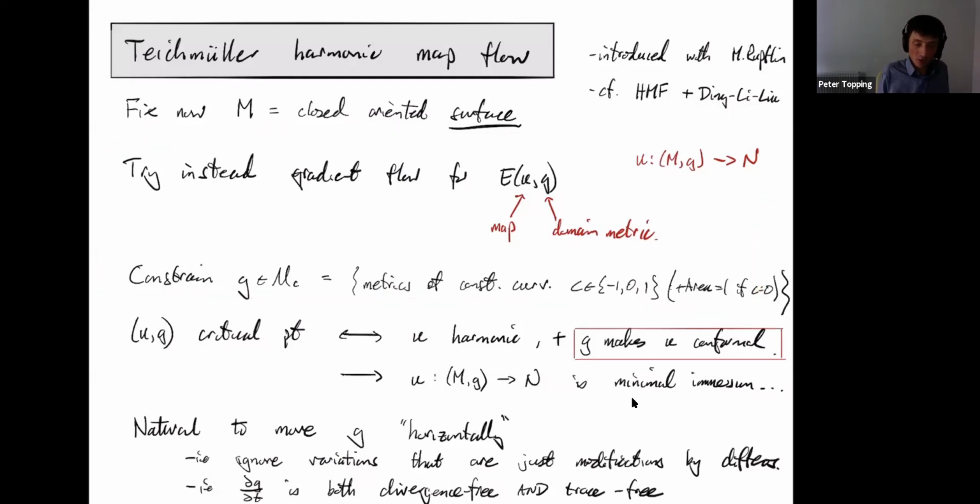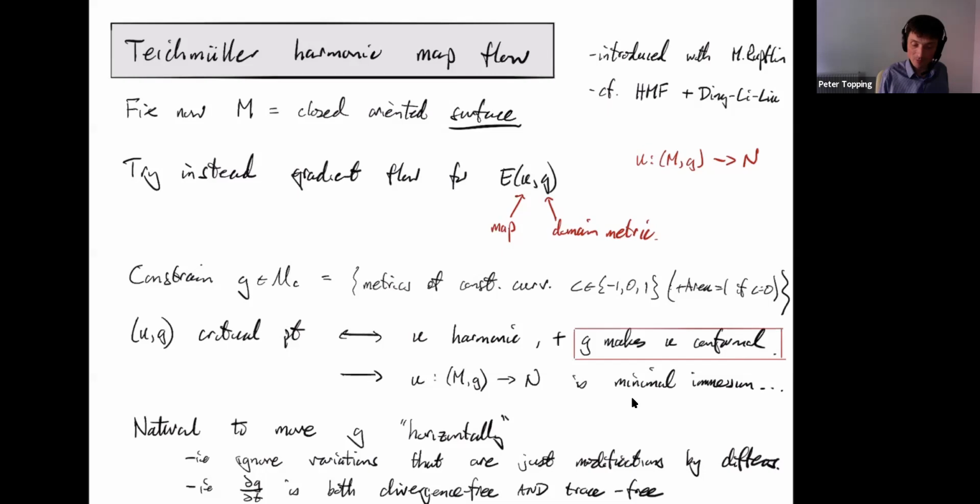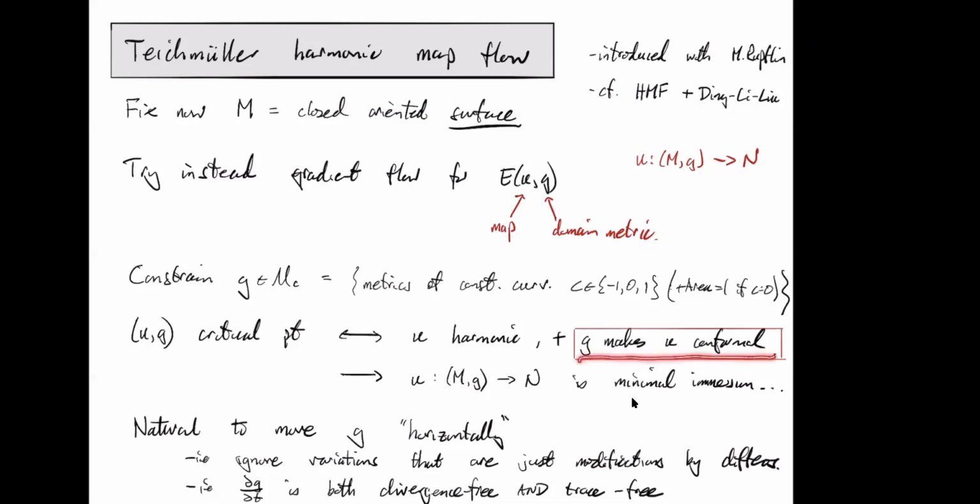So what do we know about critical points? Well, if you've got a critical point, then it's a critical point as U varies. So certainly U is harmonic. But of course, it's then also a critical point as G varies. And if you work out what that means, it means that G is a metric which makes U conformal.